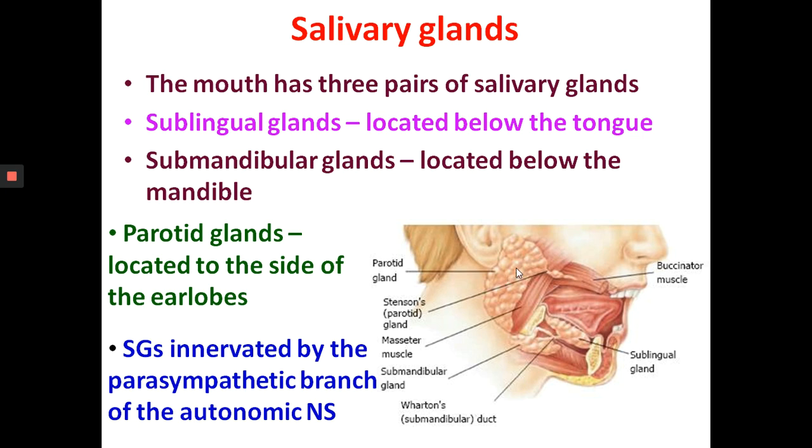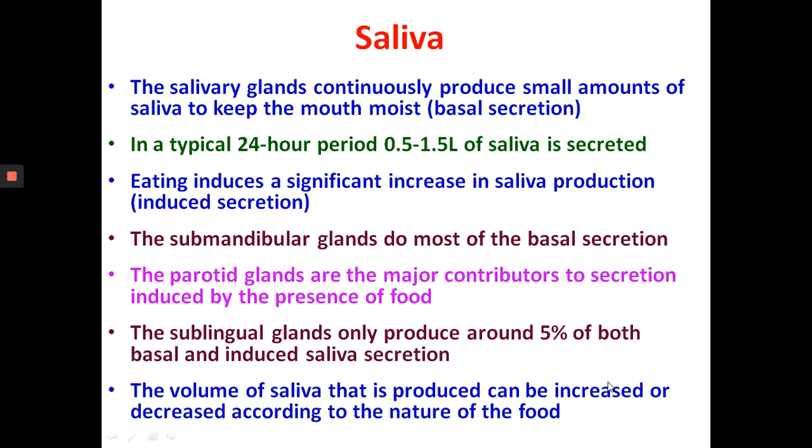Salivary glands are innervated. The nerve supply is by the parasympathetic branch of the autonomic nervous system. Salivary glands continuously produce a small amount of saliva to keep the mouth moist. You can feel that you always have a small amount of liquid in your mouth. This is produced by the salivary glands, and this is a basal secretion. In a typical 24-hour period, there will be 0.5 to 1.5 liters of saliva in a day.